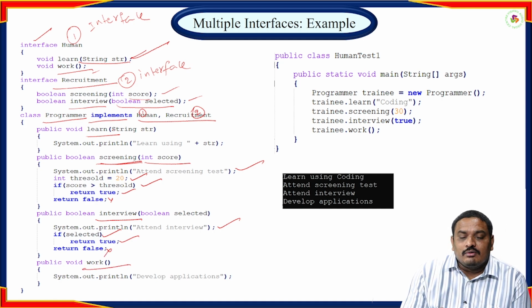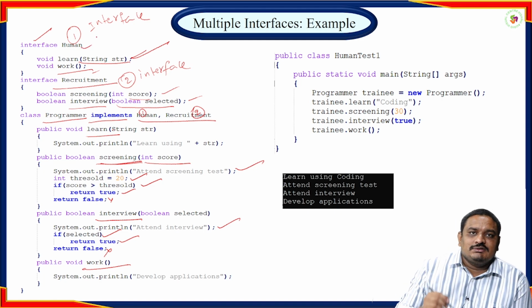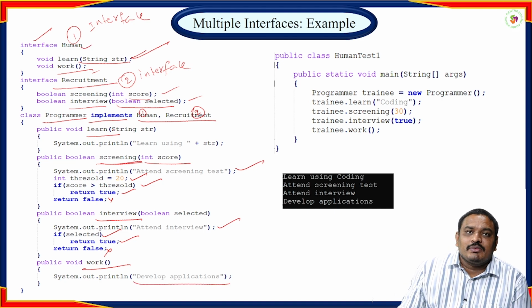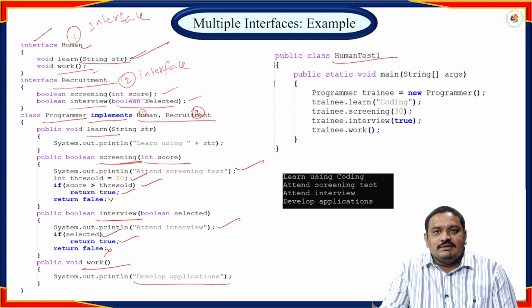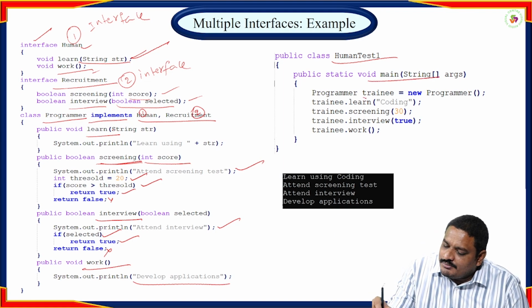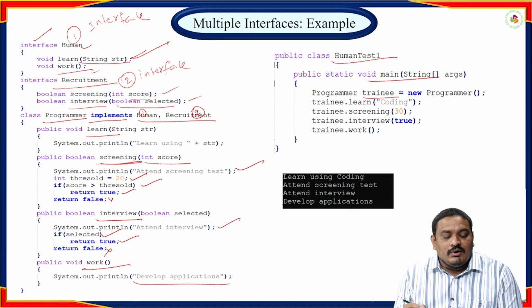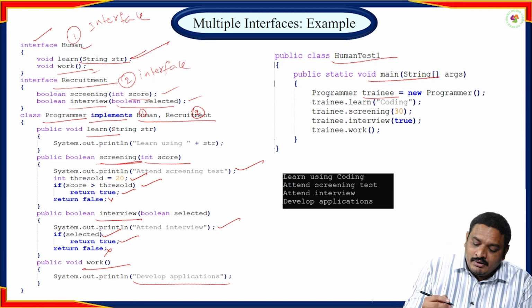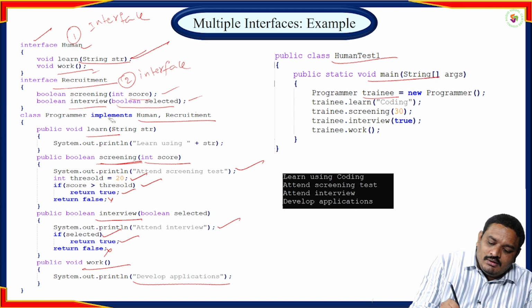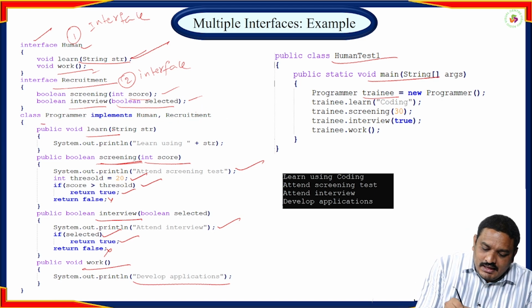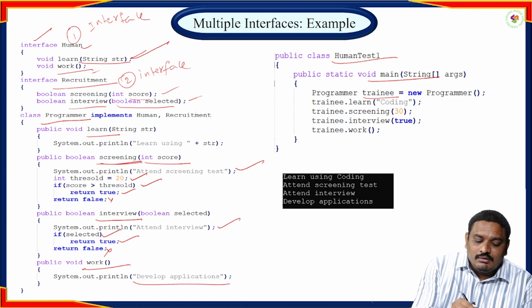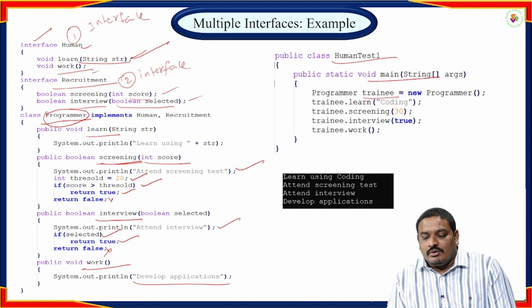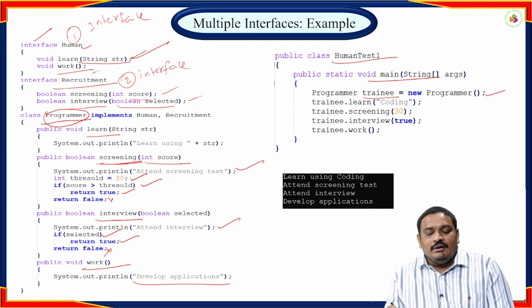One more method is there, the work method, which belongs to the human interface. Under the work method, this is the statement, and this statement will be printed. Now we are creating one class, the human test class with the main method. Now we are creating one object for programmer. The programmer is a class. We are creating the object for this particular class. This is the object creation.